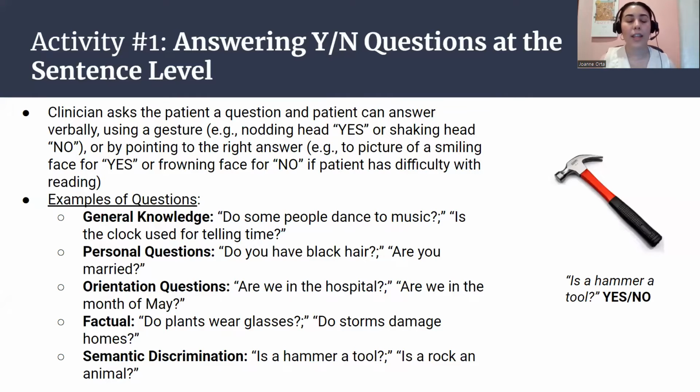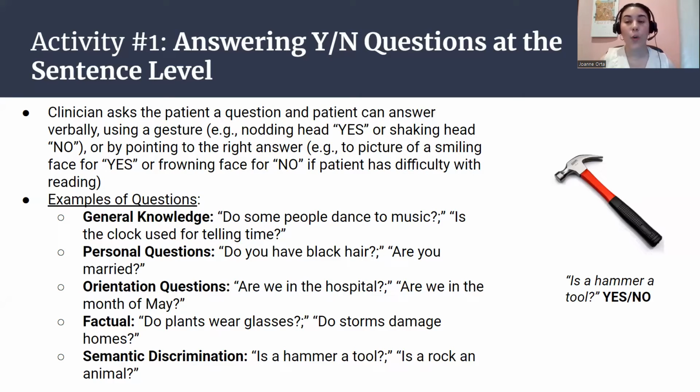The first activity that we can use is answering yes or no questions at the sentence level. Now, for this activity, the clinician asks the patient a question, and then the patient can answer with a yes or no, either verbally, using a gesture such as nodding their head yes or shaking their head for no, or by pointing to the right answer, for example, to a picture of a smiling face for yes, or a picture of a frowning face for no if the patient has reading difficulties.